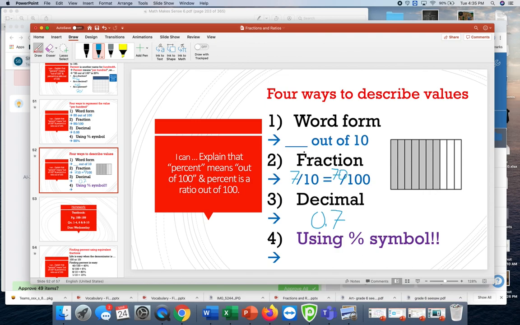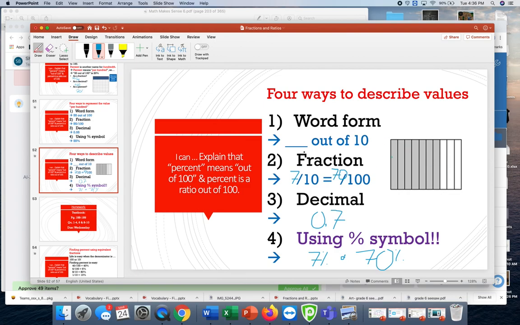So as a percent, is this 7% because I have it as 7 over 10? Or is it 70%? Oh, this is what we need to think about today. What do you think? All right, geniuses, let's hear it.